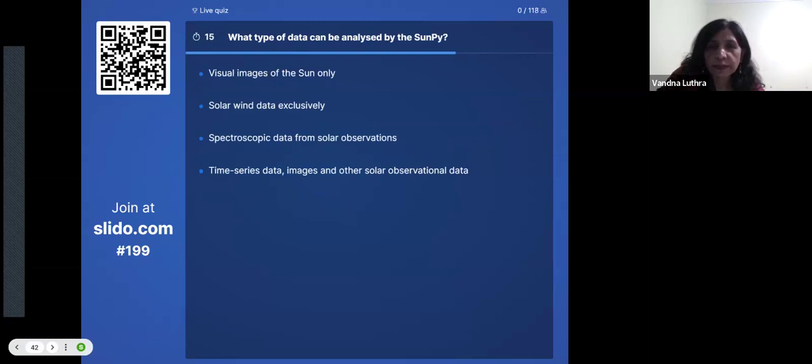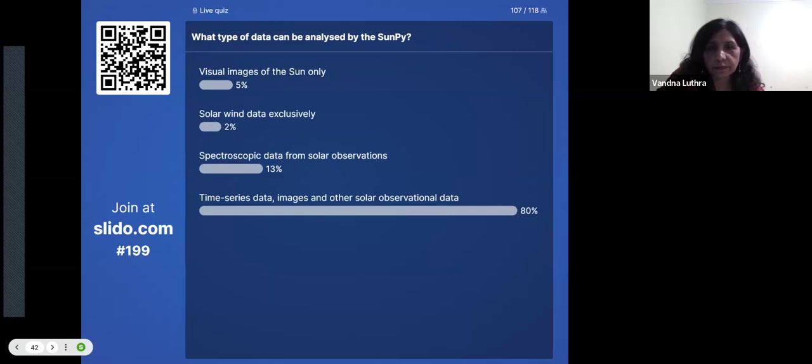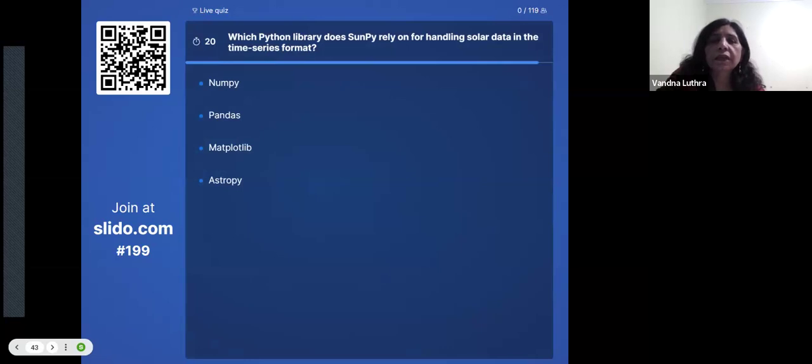Moving further on, what type of data can be analyzed by SunPy? Visual image of the sun only, solar wind data exclusively, spectroscopic data from solar observations, or time series data, images, and other solar observational data. So we have a correct answer by 80% of the participants.